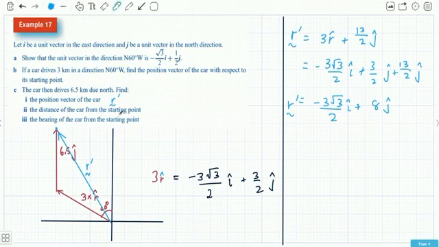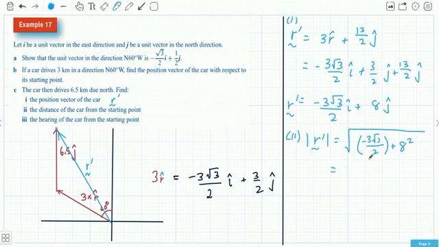The next thing is it asks for the distance. So this is part 1. It asks for the distance of the car from the origin, and we know that that would be just the modulus of r dash. So it's going to be the square root of squaring everything that we've got here. Squaring negative 3 would be 9. Square of root 3 is 3 over 4. 8 squared is 64.